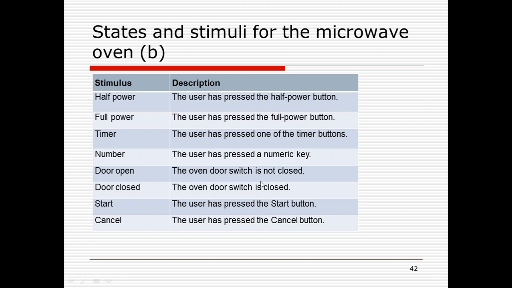Oven door switch is not closed. So door close means the oven door switch is closed. Start means the user has pressed the start button. Cancel means the user has pressed the cancel button. So these are the different events which cause the states of the system, which have been shown in the previous slide, to move from one state to another state of the machine.